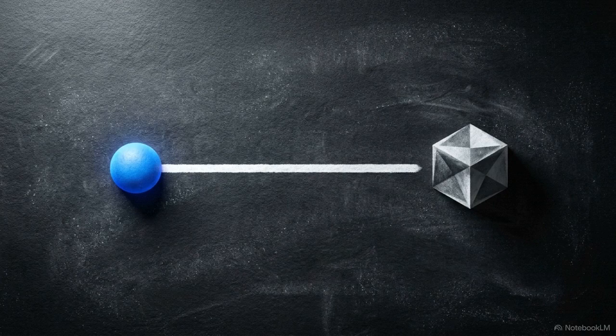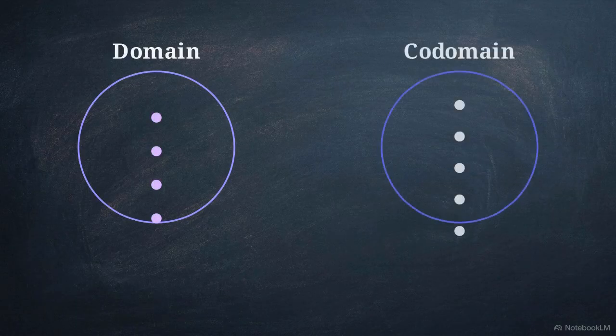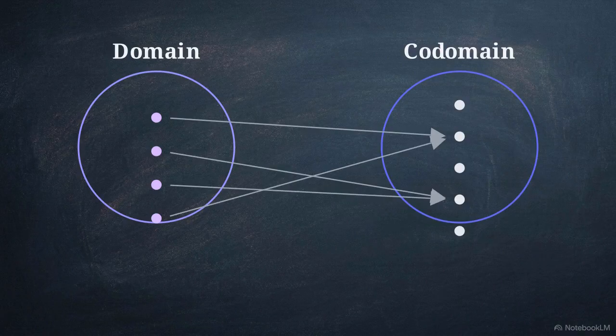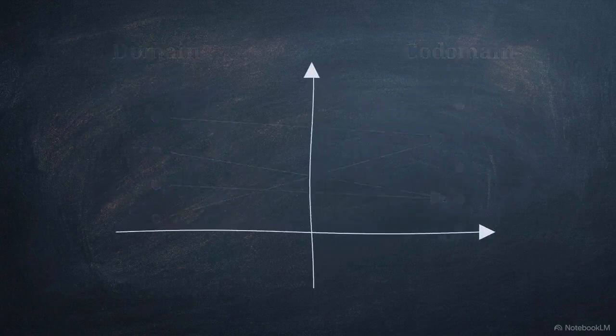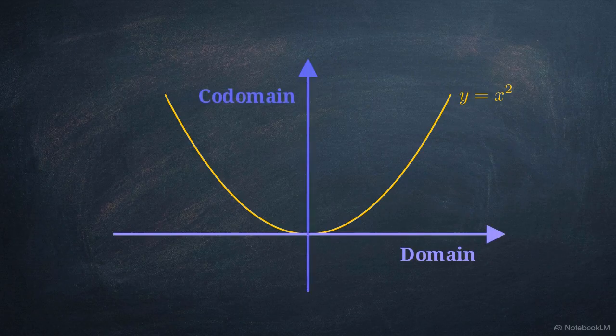We can require that every single input provided generates exactly one unique output. This specific type of relation is a function. It provides a reliable rule for converting a parameter into a predictable result. This architecture relies on two pools: the domain, which contains all allowed inputs, and the codomain, which contains all potential outputs. This parabola, where y equals x squared, demonstrates how sets interact.